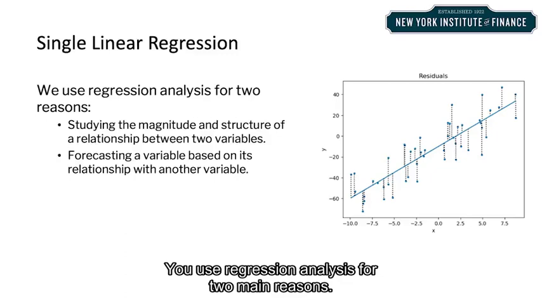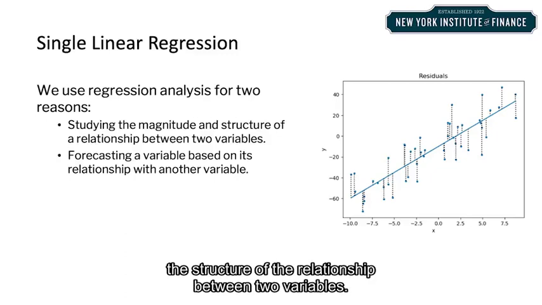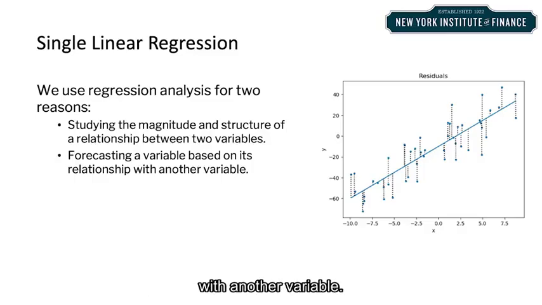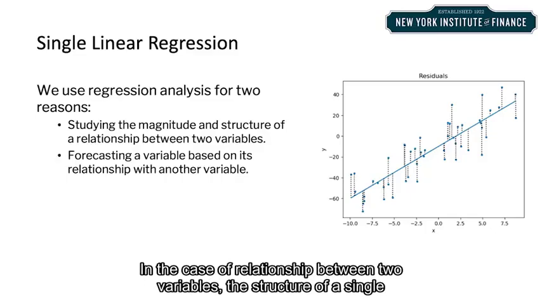You use regression analysis for two main reasons. You want to study the magnitude and the structure of the relationship between two variables. And you also want to forecast the value of one variable based on its relationship with another variable. So that means that you want to estimate the slope of this line in the case of a relationship between two variables.